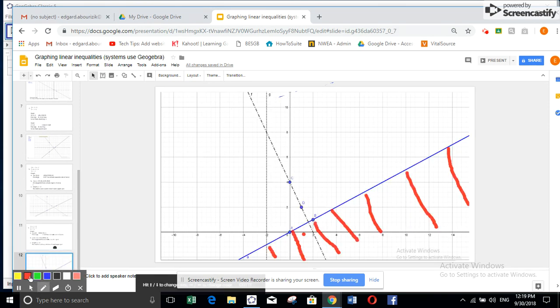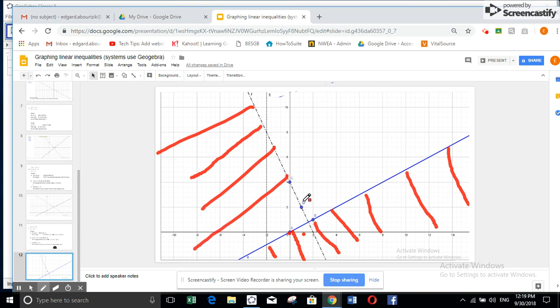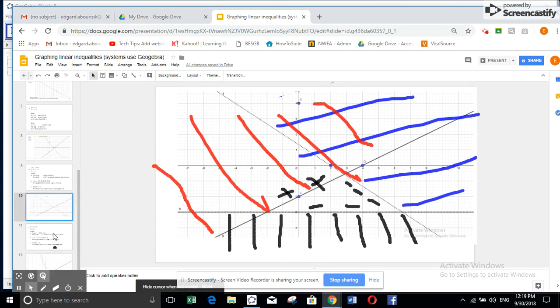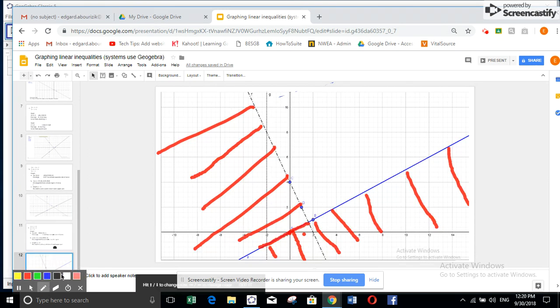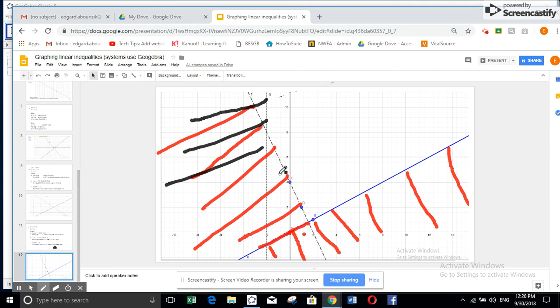So I have the second line. This is the second line. Where is the origin? The origin is here, as you know. So it's false, so I shade that part. And for the last equation, no need to take a particular point. Why? Because it's already very clear that I want x bigger than minus 2. x bigger than minus 2 is a vertical line. This is x equals minus 2. I want bigger, so the area bigger than minus 2 is correct, so I shade the other part. So I'm left with this region.